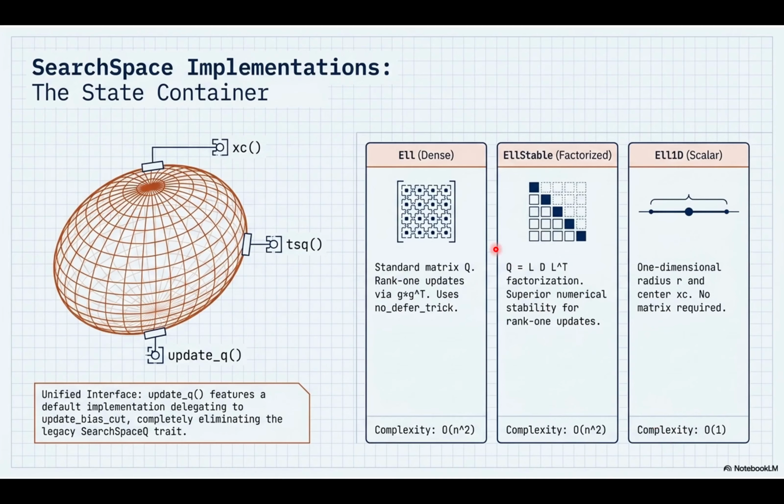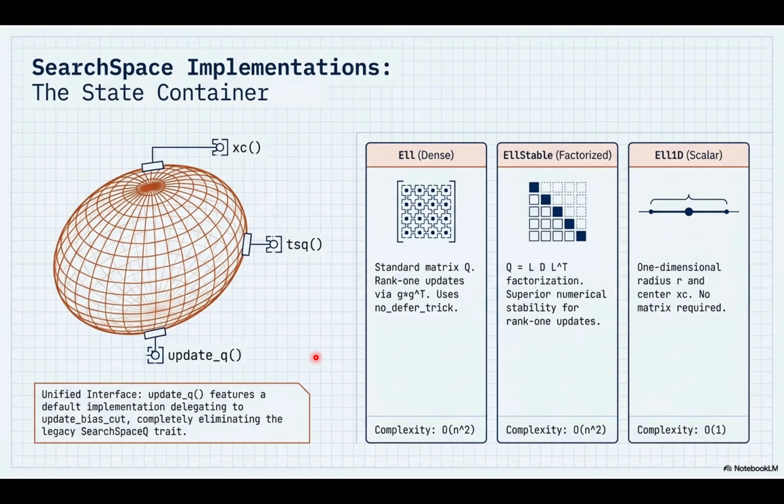The arena. Exactly. And no matter what kind of specific space you plug in, the search space trait guarantees it will track a few standard metrics. It tracks xc, which is the current center of the ellipsoid, and a convergence check measure called tsq. The text lists a few specific implementations of this arena. There's Ell, the standard ellipsoid. There's Ell stable, which we really need to talk about in a second, and Ell1D, which is just a simple one-dimensional space using a radius and a center.